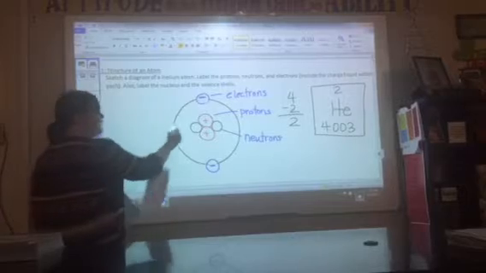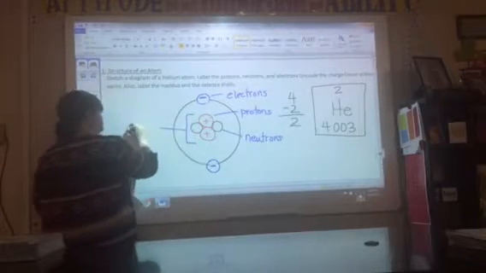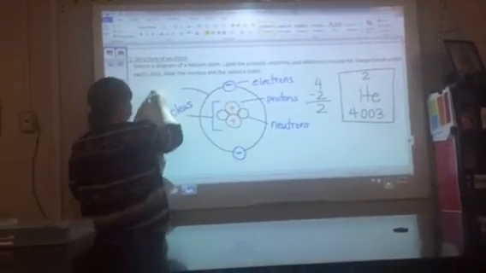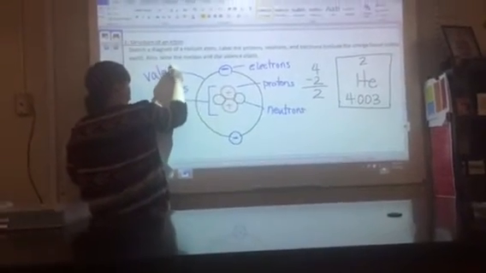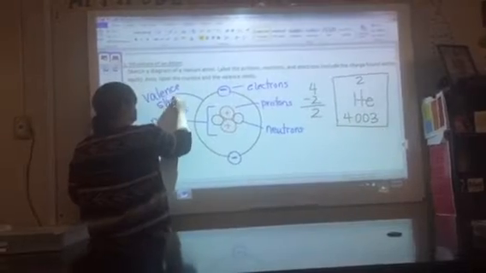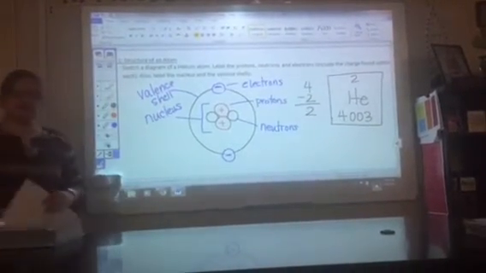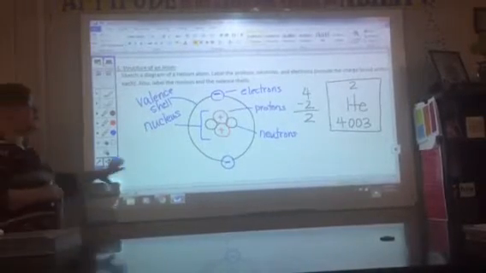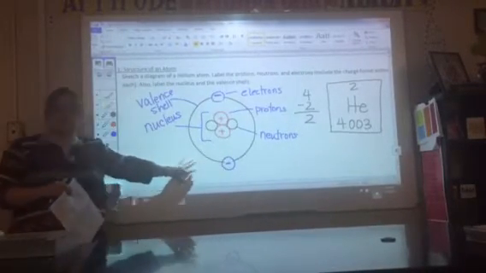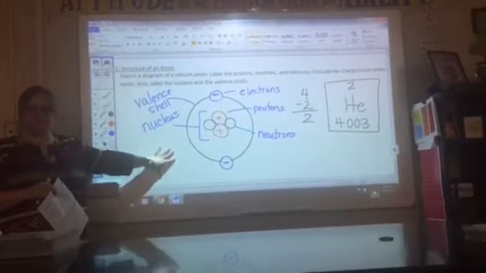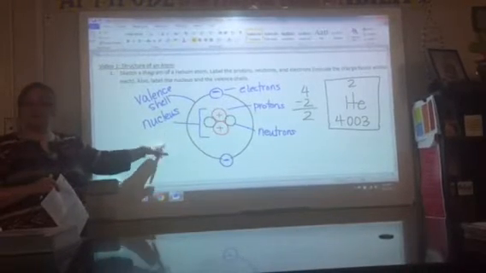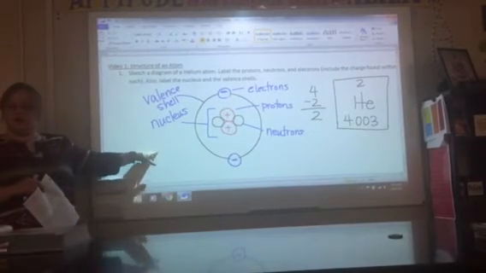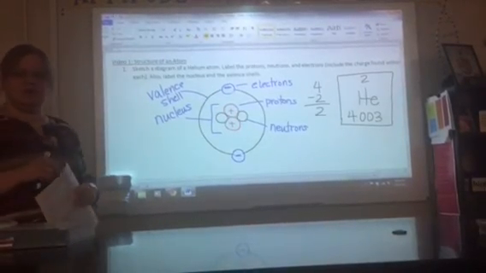All right, and then I've got to label the nucleus. So this is the nucleus. And the valence shell is this. Okay, so check your answers. Make sure that you have all of that done. Okay? Because there will be a question where you will have to do something similar to this. All right, any questions about this one? Okay. All right, pause.